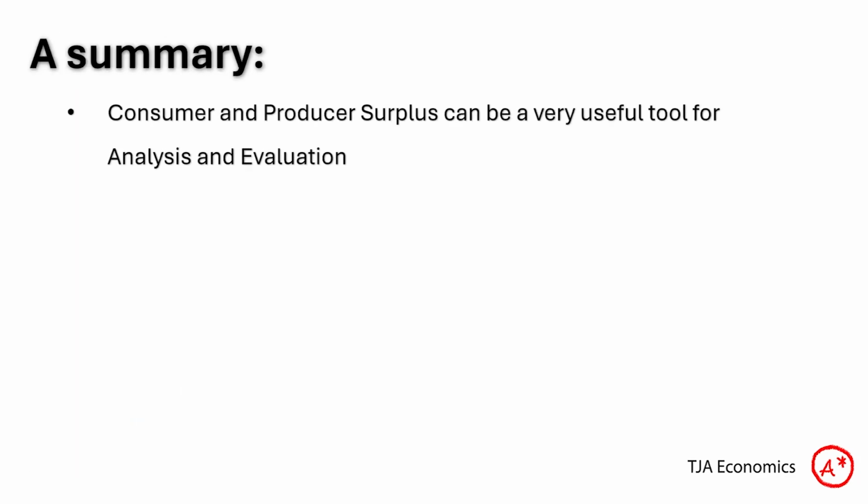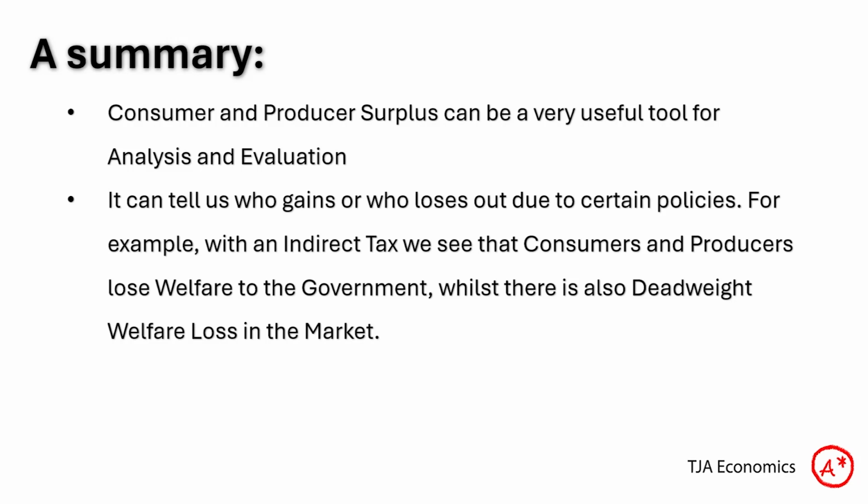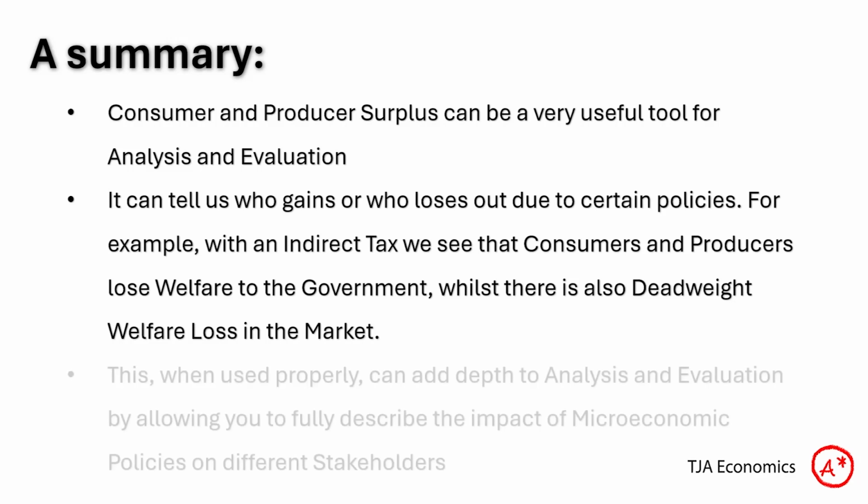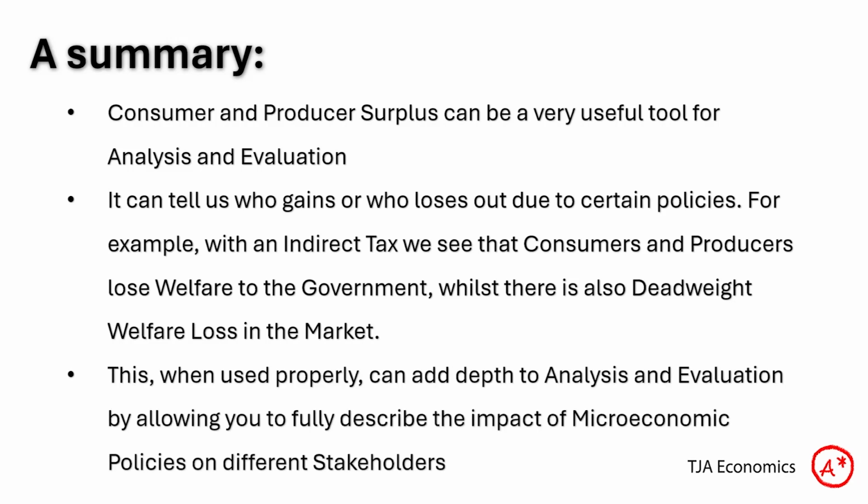Consumer and producer surpluses can be very useful in analysis and evaluation. It can tell us who gains or who loses out due to certain policies. For example, as we saw, with an indirect tax, consumers and producers lose welfare to the government, whilst there is also deadweight welfare loss in the market. This, when used properly, can add depth to your analysis and evaluation, which you might well be lacking. This is because you can fully describe the impact of microeconomic policies on different stakeholders. That is how you add depth to your analysis and evaluation. Speak specifically about specific stakeholders and what the impact is on them in the diagram.